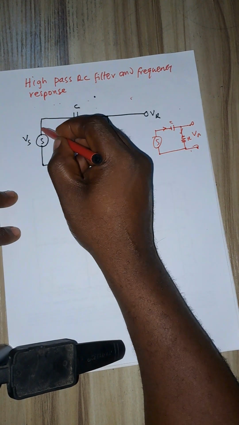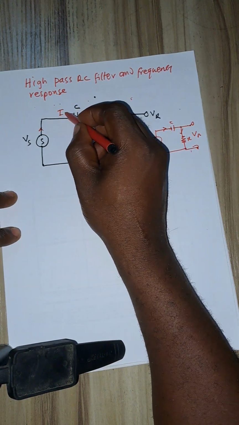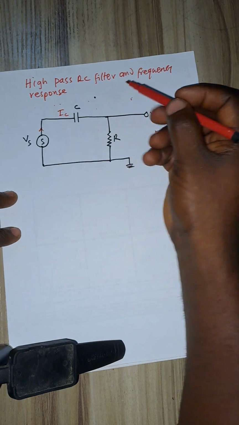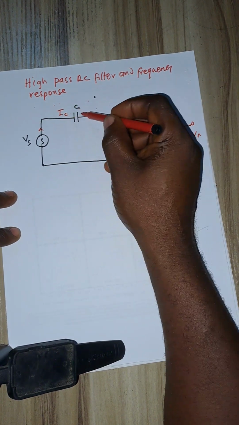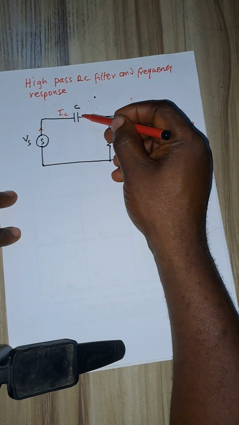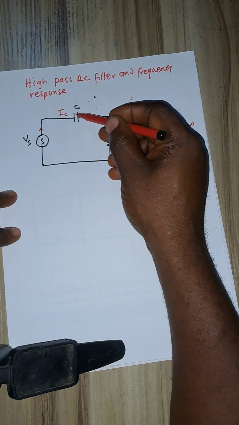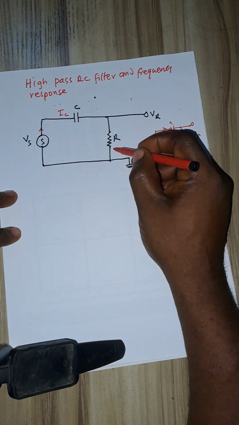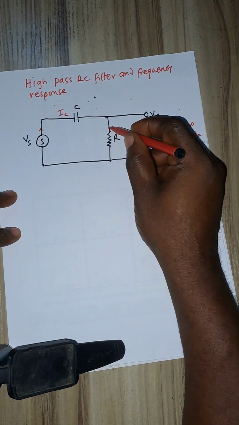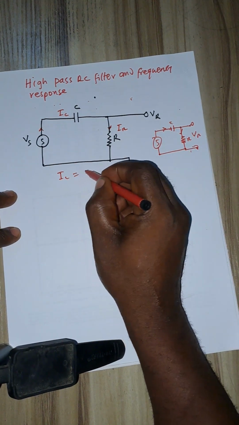So if they're in series, the current passing through this, of course, has to pass through this IC. It's more conventional to write the current after the component, but let's allow it this way. So the current that passes through this R is IR, the two being equal since they are in series.